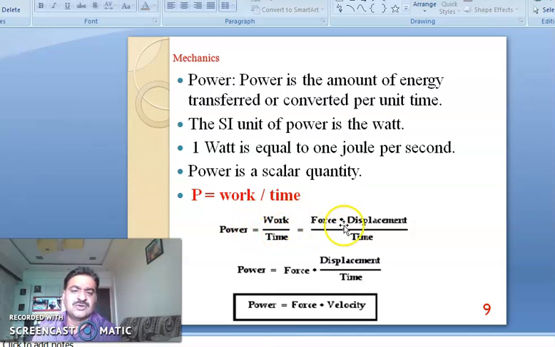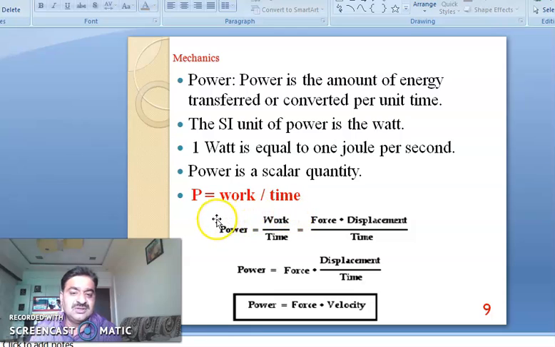Work is nothing but force into displacement, we have already seen. Time is T. Therefore, power is equal to F into R by T. So force as it is, and displacement upon time, the rate of change of displacement, is nothing but what? Velocity. So power is equal to force into velocity.